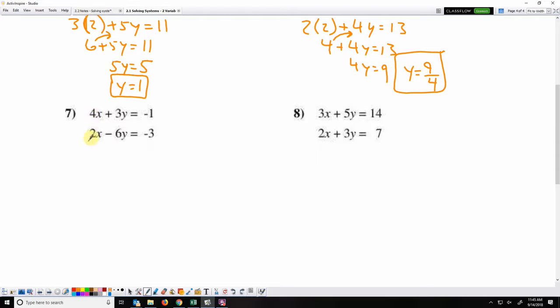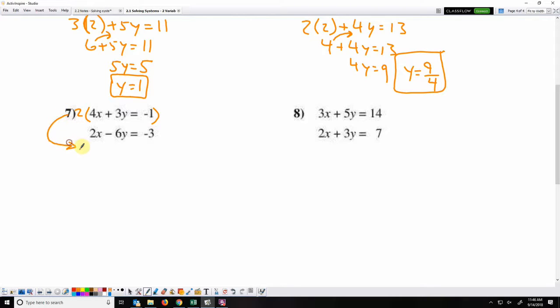Okay, I've got a 4 and a 2 and a 3 and a 6, so neither of those are really set to eliminate. But I'm going to do the y's because I've got a positive and a negative, so I'll multiply this one by 2, and then I'll have a positive 6 here for the y's. Okay, so that's one method. It's not the only one. I could have multiplied the bottom by negative 2, so I would have a negative 4x, and then I would eliminate the x's. But I'm choosing to eliminate the y's.